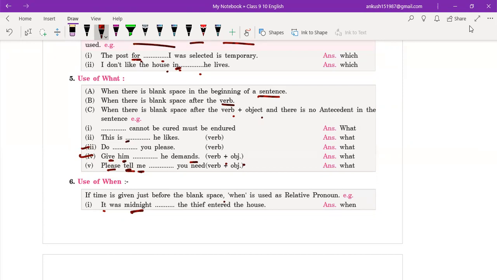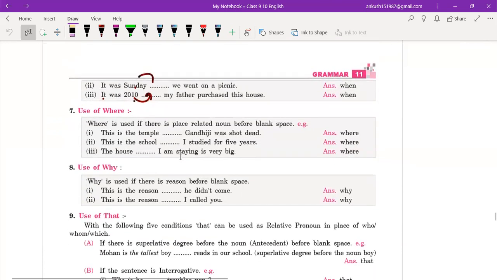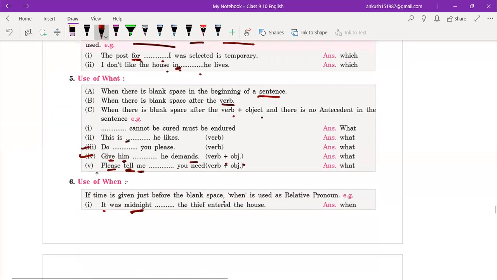This is not a question. This is a relation between the verb and the rest of the sentence there. When I explained over here, when is used when the time referring word is used in the sentence. Then only when is used. Use of where. Where denotes the place. When denotes the time.